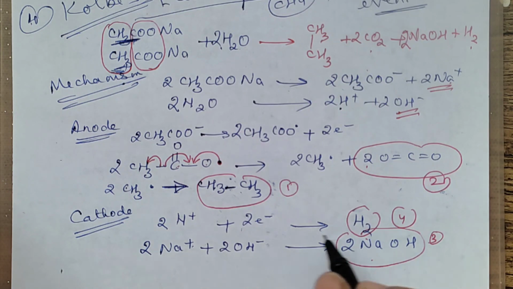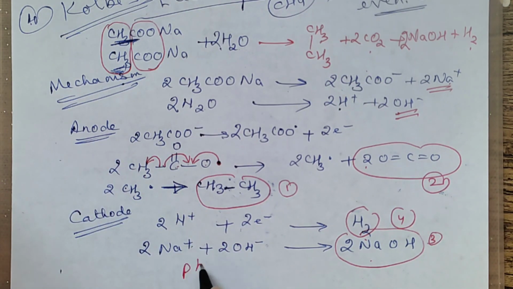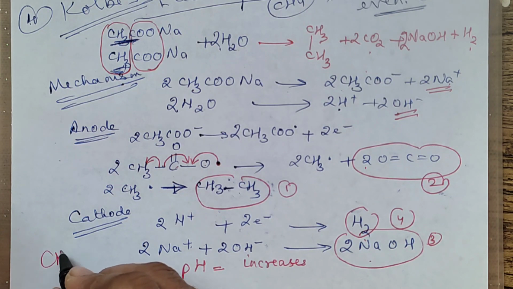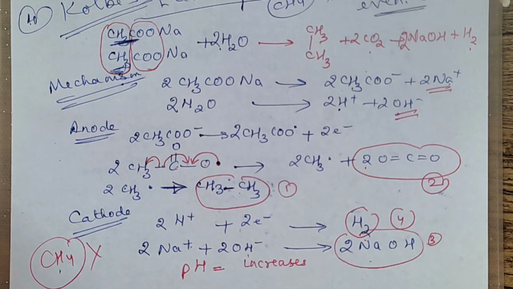So we can say in Kolbe's electrolysis the pH of the solution also increases because the base is formed. The other 2 points I already told you in the beginning: one thing is it always prepares alkane with an even number of carbon atoms. Methane cannot be prepared by Kolbe's electrolysis. The second thing I told you is only even number of carbon atoms, alkane can be prepared by this method. Another thing I told you is the pH of the solution increases.